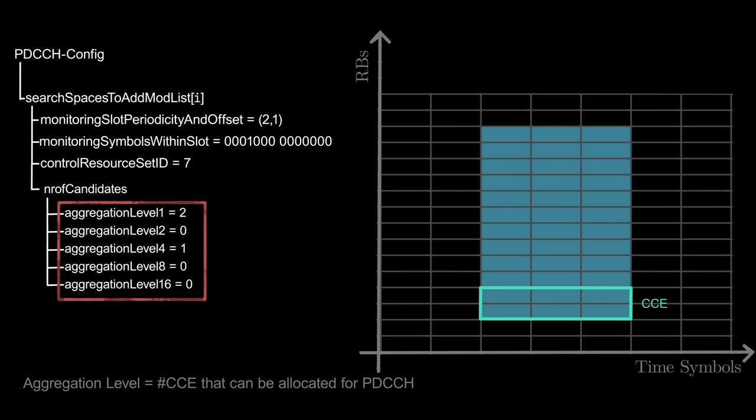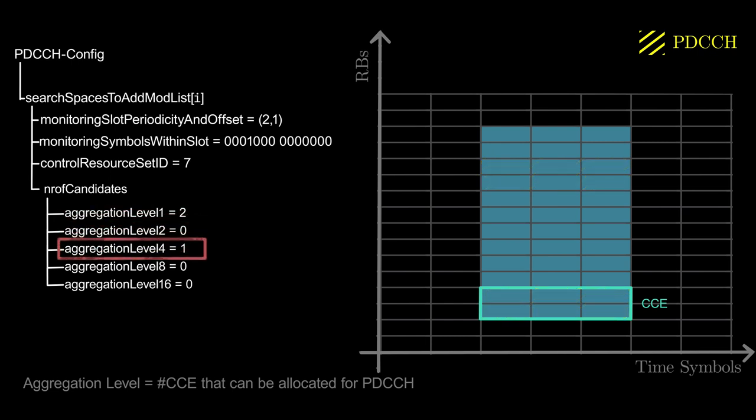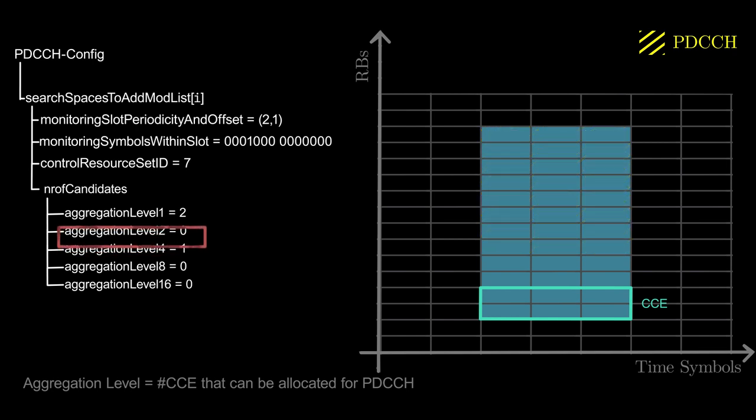In this example, aggregation level 1 is 2, which means there can be 2 PDCCH with size 1 CCE. The aggregation level 4 is 1, so there can be a PDCCH with 4 CCE. All other aggregation levels are 0, which means there are no PDCCH with size 2 CCEs, or 8 CCEs, or 16 CCEs.